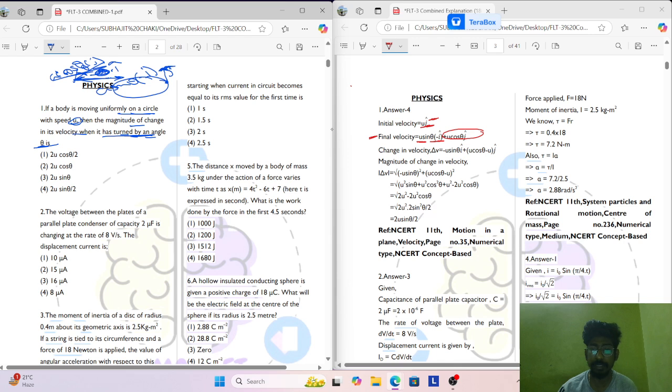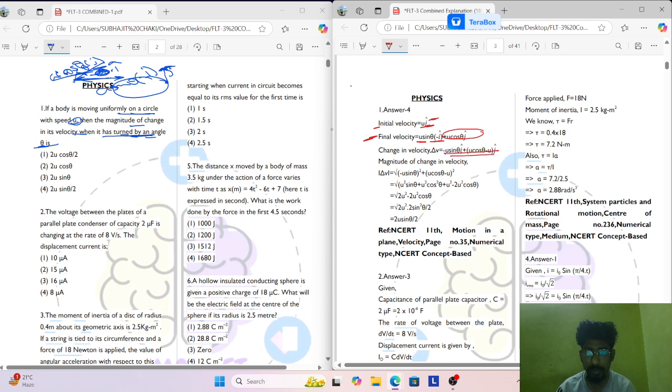Now, how can you calculate the change in velocity? Final velocity minus initial velocity, or initial velocity minus final velocity. Here we are taking final velocity minus initial velocity. So we calculated it this way. Now, how to calculate the magnitude? You know this. If any term is written as a i plus b j, the magnitude is always the square root of a square plus b square, the square root of the sum of the squares of these two numbers.